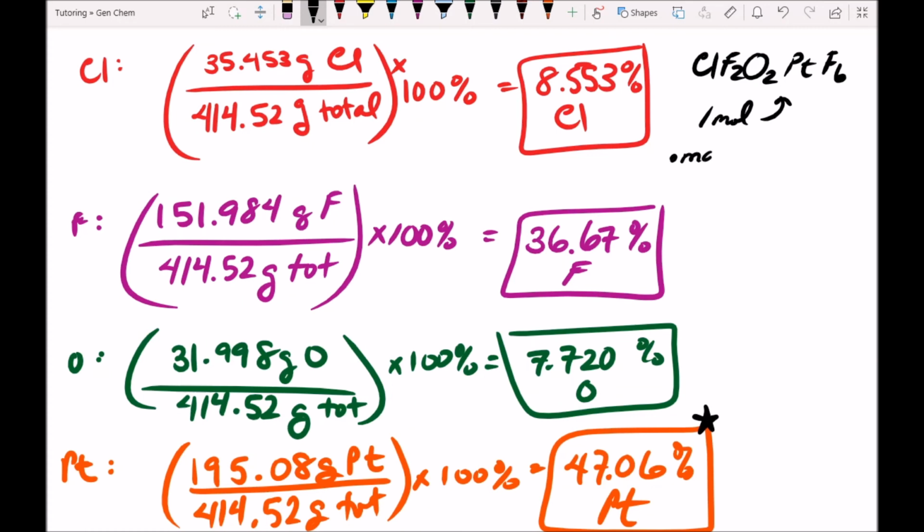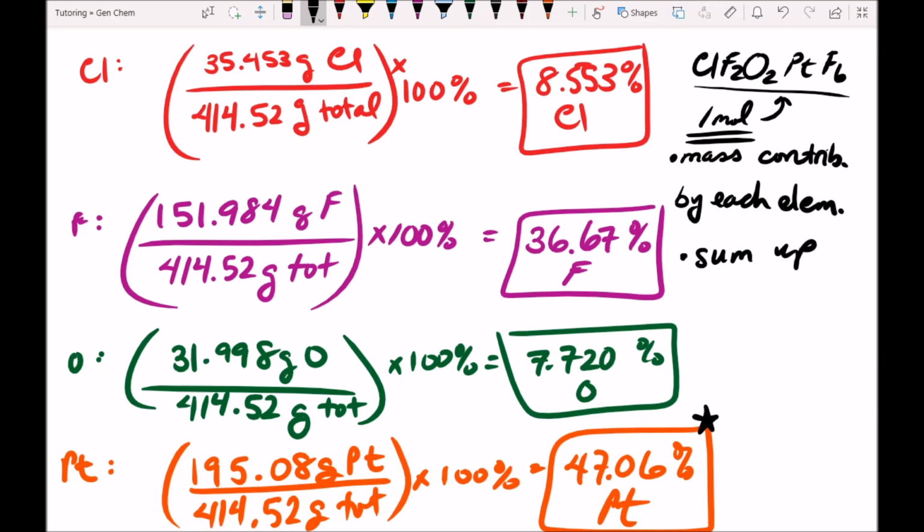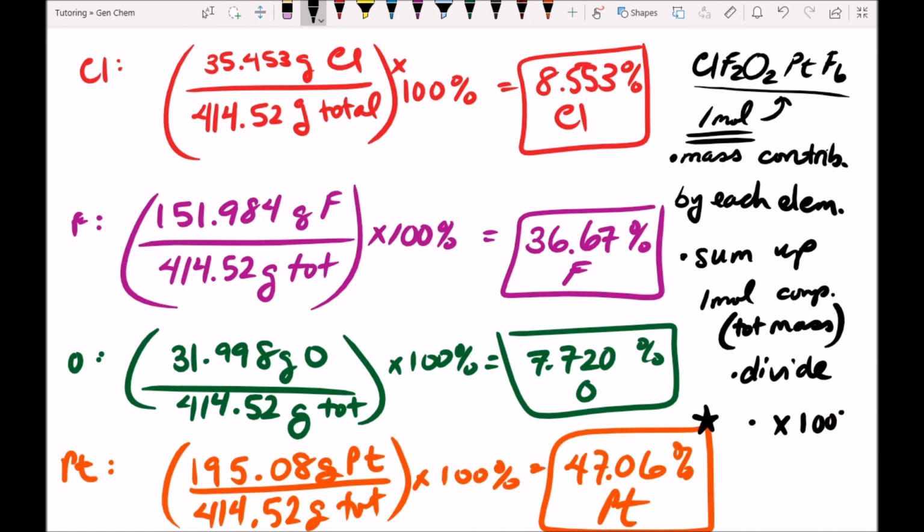So first, what we did was we calculated the mass contribution by each element. And by pretending we have 1 mole of this substance, we could have also pretended we had 10 moles of this substance and multiplied all the subscripts in the formula by 10. Simplest just to use 1 mole and say we have 1 mole of chlorine, 8 of fluorine, 2 of oxygen, and 1 of platinum. We convert from moles to grams for each element. We sum up the individual masses to find the mass of 1 mole of our compound, which is the total mass. Then we divide each individual mass contributed by each element by the total, and then multiply by 100%.